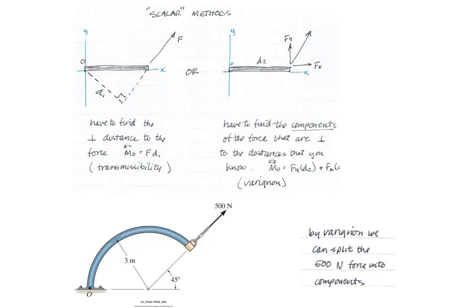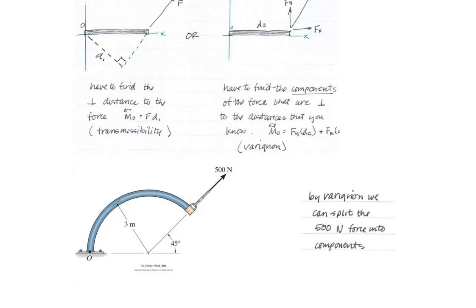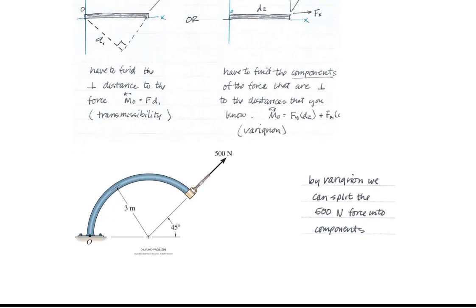Or we can use Varignon. Varignon allows us to break the force up into its components and then find the moment of each of those components independently and then add them together. So the first is using transmissibility, the second is using Varignon. And let's apply that to this example problem right here.